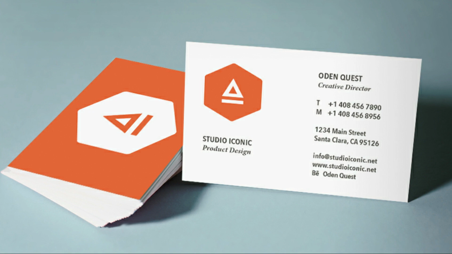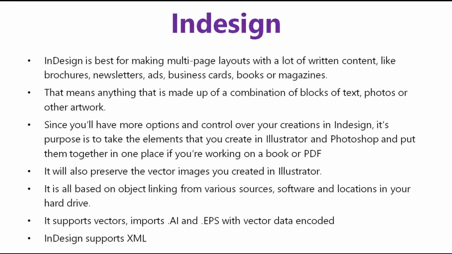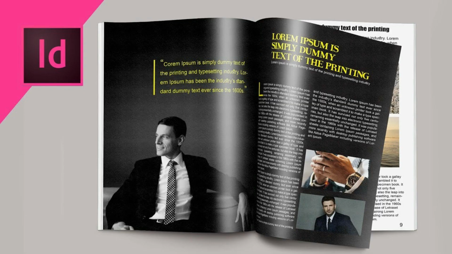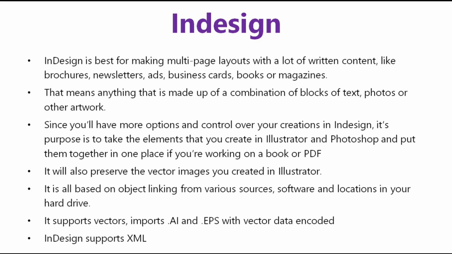Since you will have more options and control over your creation in InDesign, its purpose is to take the elements that you can create in Illustrator and Photoshop and put them together in one place if you are working on a book or PDF. It will also preserve the vector images you created in Illustrator. It is all based on object linking from various sources, software, and locations in your hard drive. It supports vectors, imports AI and EPS with vector data encoded. InDesign supports XML.